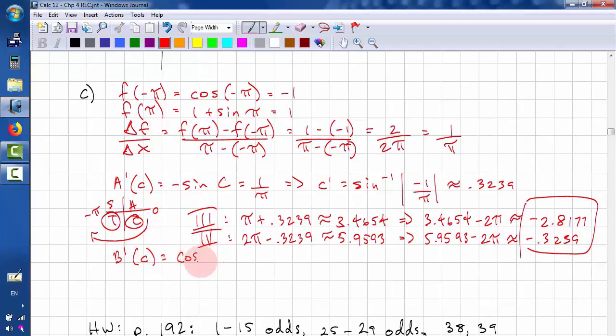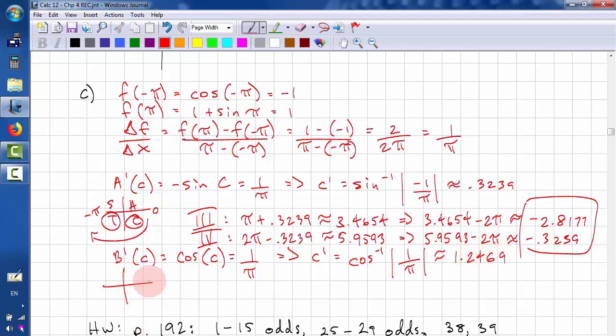B prime equals cos C equals 1 over pi, our average rate of change. So C prime equals inverse cos 1 over pi, and that's 1.2469. Again, we have our chart. All students take calculus. We have cosine positive in those 2 quadrants. We're going from 0 to pi in this direction. So we don't need a quadrant 2 answer. We just need our quadrant 1 answer. This is already a quadrant 1 answer because it's our reference angle. And we're done. And that completes this lesson.